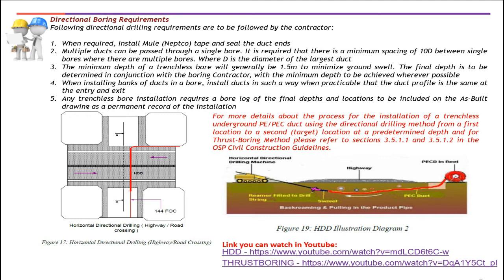You can see figure 17 below. This is horizontal directional drilling on a highway, when crossing highways. When crossing highways using a directional boring machine, make sure that you have at least 15 to 20 meters of space on one side so that you can place your equipment and do your job in an appropriate way. On the right side, these are details about the process of installation of a trenchless method.